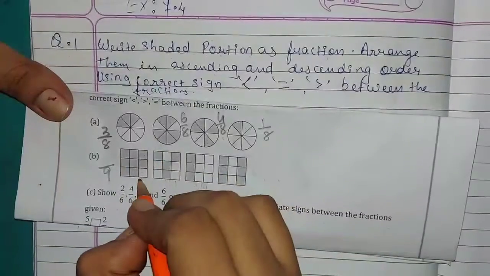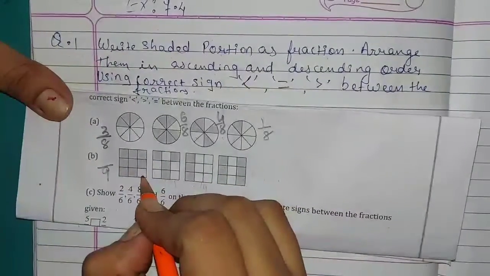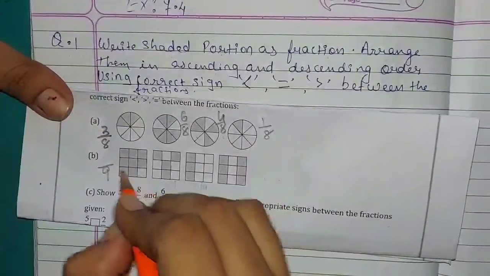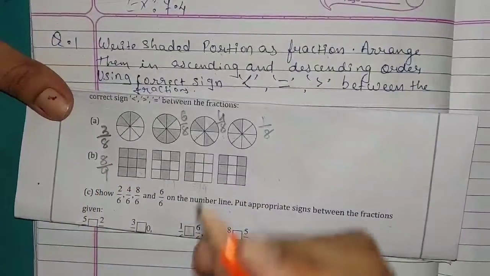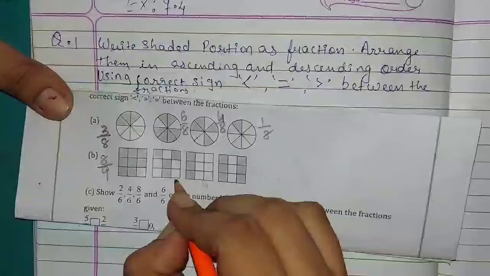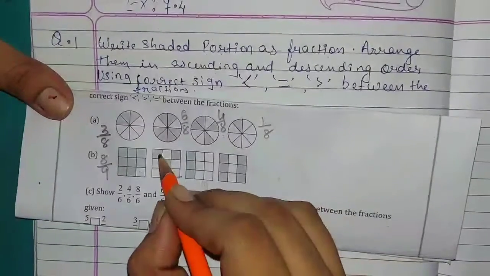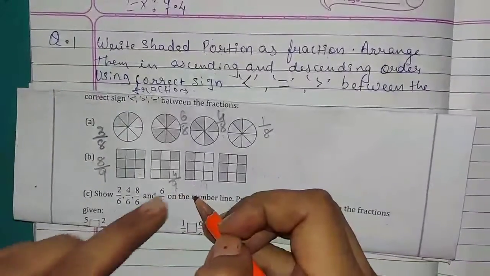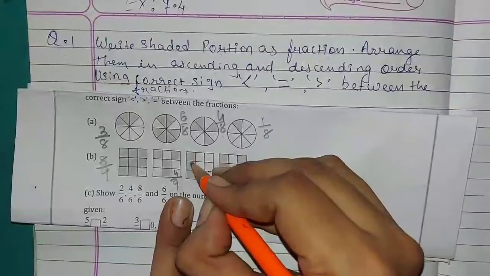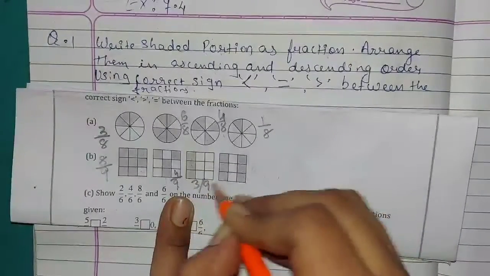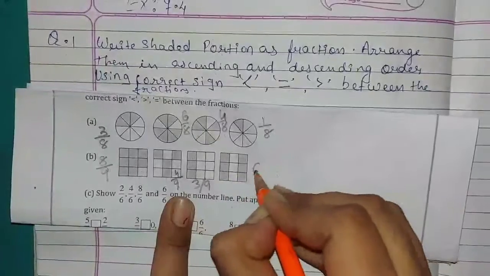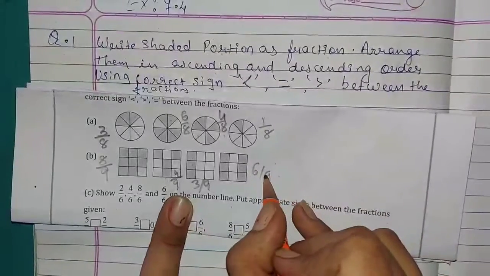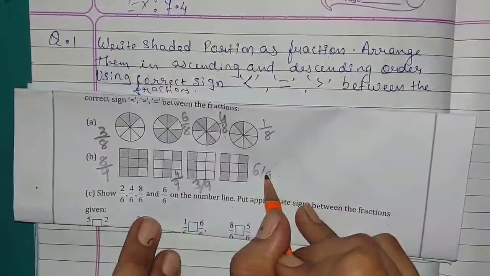And here from the first box you can observe students that total 9 boxes are there. From that one is unshaded part. So 9 minus 1 is 8. 8 upon 9. Here also total 9 boxes are there. And 1, 2, 3, 4. 4 upon 9 are shaded. Now here 1, 2, 3. 3 upon 9. Here 1, 2, 3, 4, 5 and 6. 6 upon 9.